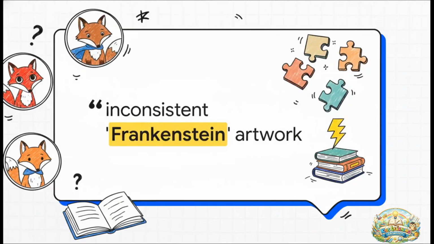This slide really nails the biggest visual problem. The source calls it inconsistent Frankenstein artwork. Just imagine for a second, you're reading a book to a kid, and the main character, maybe it's this little fox, looks a little bit different on every single page. The style shifts, the colors are off, it just shatters the illusion. It looks cheap and unprofessional. And trust me, kids notice this stuff, and their parents definitely do.